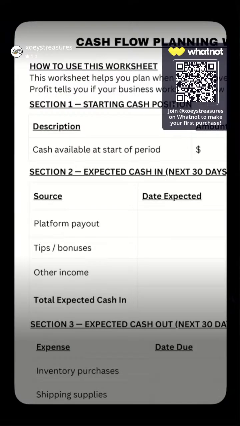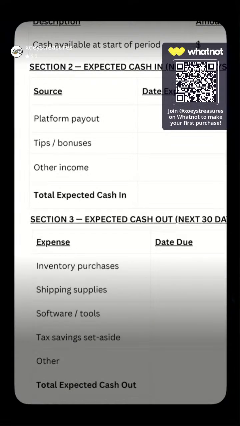And then the next section, you're going to go through and put all the expected cash that's coming in for the month of May. There's some ideas here, but you can also write in others. When are you going to get those platform payouts? And I purposely labeled this platform payouts because if you're looking at all of your cash and you also sell on Poshmark or eBay, you want to know when that money's coming in also.